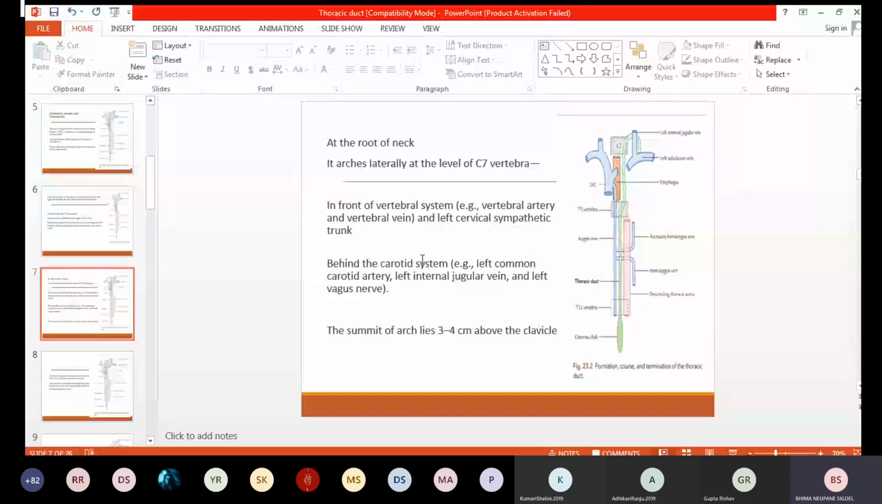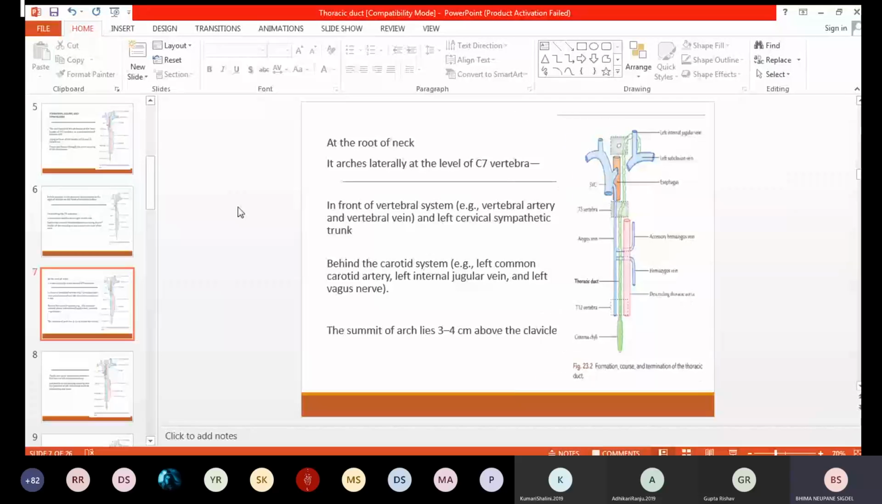So the content of the carotid sheath are the left common carotid artery, the left internal jugular vein, and the left vagus nerve, okay: one artery, one vein, and in the middle is the vagus nerve. Now the arching at the summit is 3 to 4 centimeters above the clavicle, okay. If you measure from the clavicle, the arch or summit is around 3 to 4 centimeters above it.